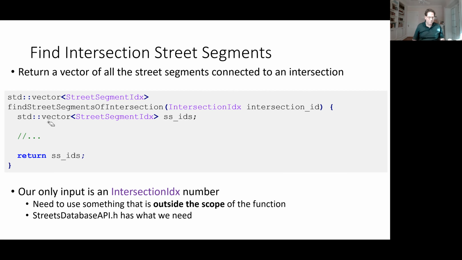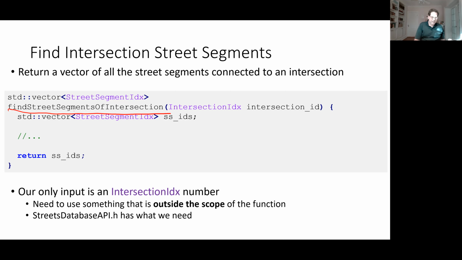Okay, so let's look at how we do this. So I'm going to go into one of these functions. And that one function that we're going to look at is find street segments of intersection. And this is really one of the functions you have to implement. So by the end of this tutorial, you should know exactly how to write this one. It should be done really fast.